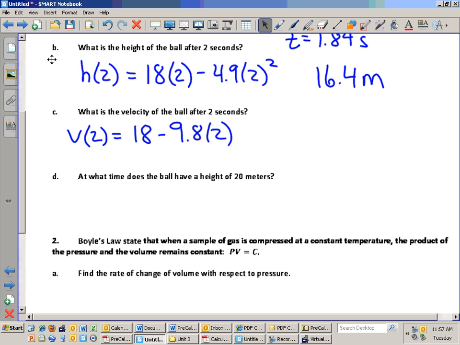Negative 1.6. Negative 1.6 what? Meters per second. Bryce says it is a derivative, thus it is a rate of change, so we must have a rate. Something per something. That'll be the definition of the derivative. Again, rate of change.